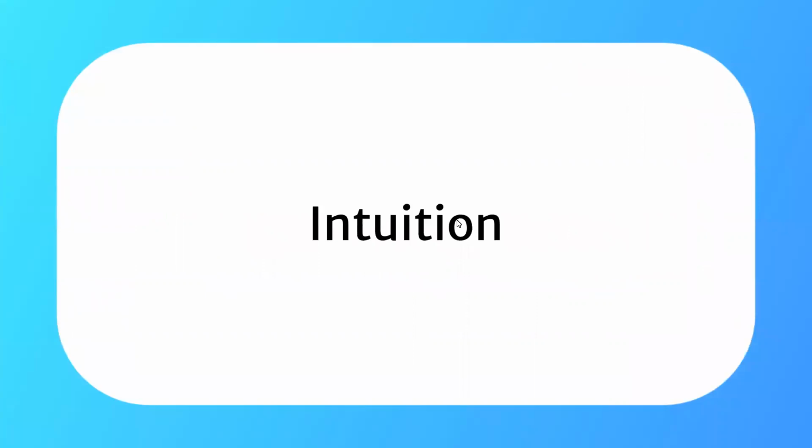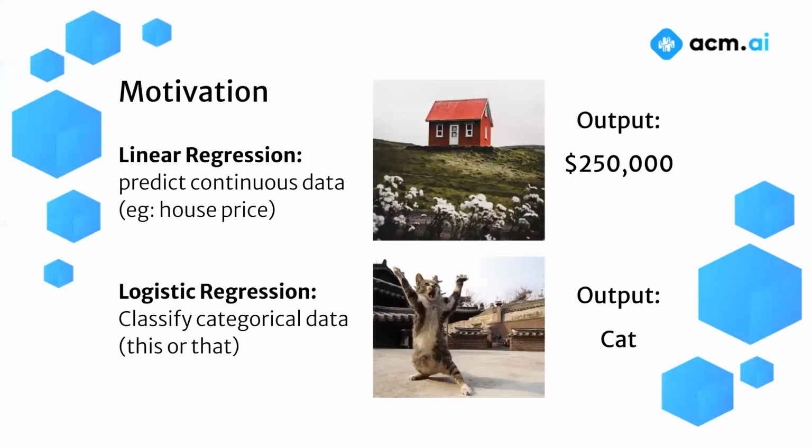Okay, so first we're going to start to build an idea of the intuition behind logistic regression. Linear regression is generally used to predict continuous data, so house prices, maybe GPA, something that's linear. Logistic regression, though, is to classify categorical data, which is like this or that. Is this a cat or a dog? Is this a plane or a car? And so on.